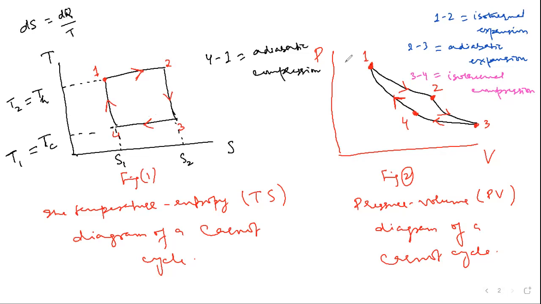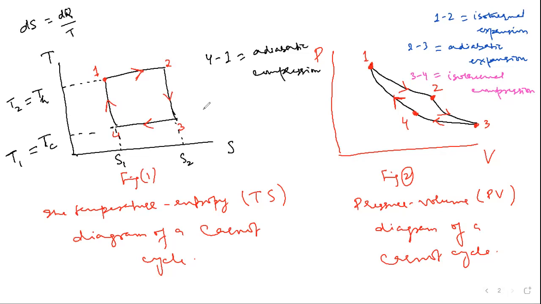Then from 4 to 1, we have another adiabatic compression. So again, the system is adiabatically isolated from its surroundings. So there is no heat exchange taking place between the system and the surroundings. So entropy change is 0, entropy stays constant. You can see from 4 to 1, entropy of the system stays constant as S1, right?